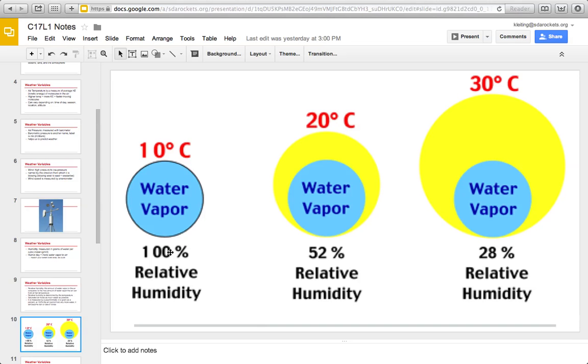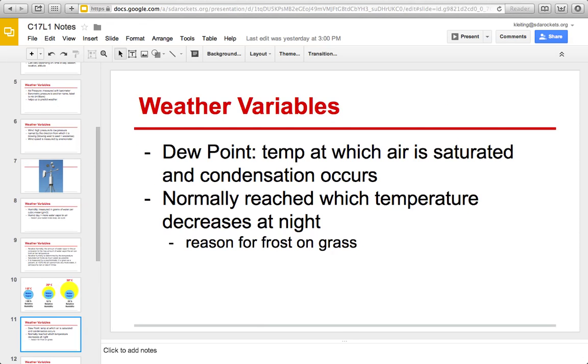When it gets to that point, when it gets to this relative humidity, that's when we start seeing dew form, or when we start seeing rain form. That's why you see dew in the morning after it's been a cold night, or frost in the morning after a cold night. Dew point is the temperature at which air is saturated and condensation occurs. This is what we were just talking about. Normally reached when temperature decreases at night. And this is the reason for the frost on the grass.